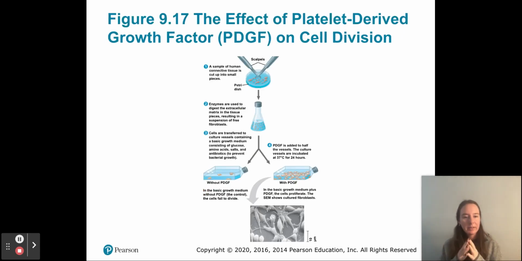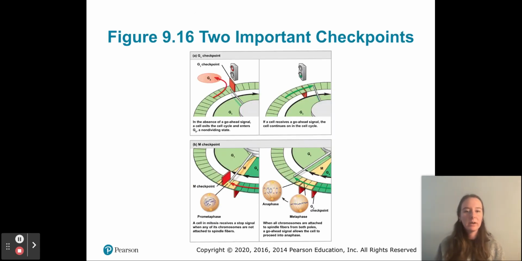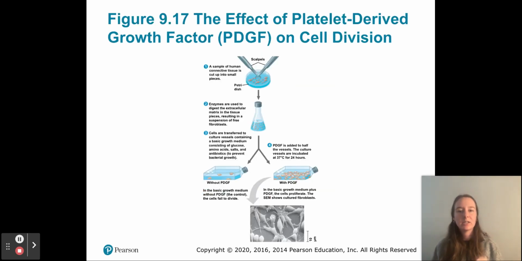Now, another thing that's going to help us understand more, like what are these signals, what's happening inside the cell, is this experiment that was done. So scientists took a group of some tissue, some connective tissue. This is a group of cells, and they cut it up in a petri dish. And then they used some enzymes. Basically, they broke apart all the stuff around the cells, the extracellular matrix, so everything around the cells. So now you just have a suspension of cells just kind of separate from each other.